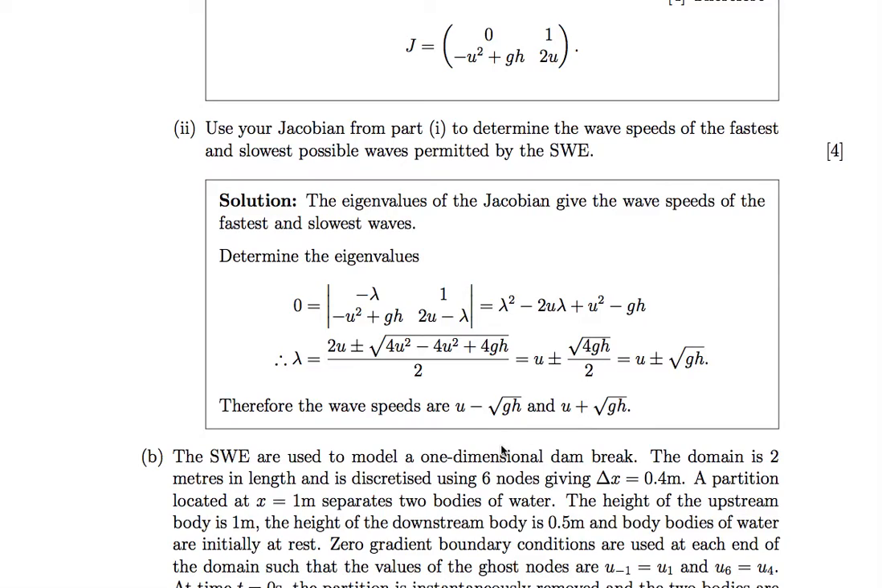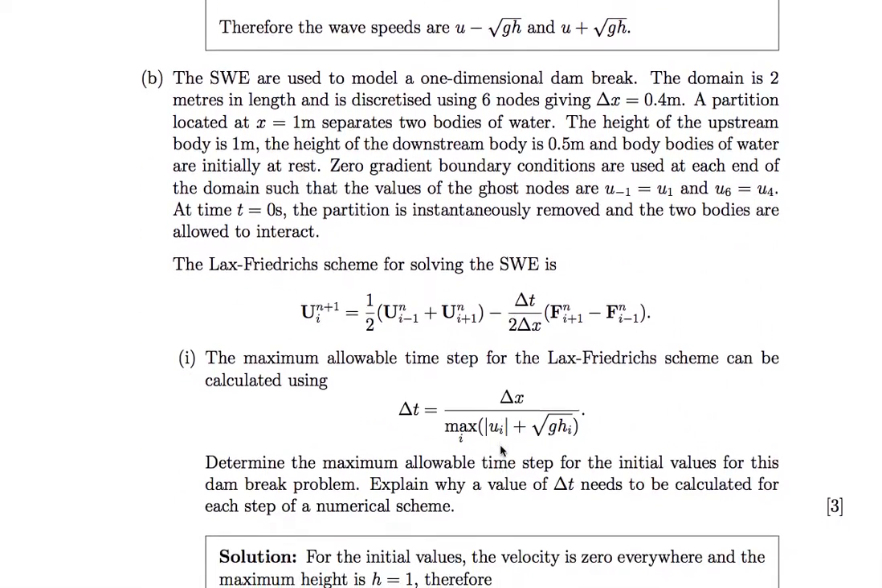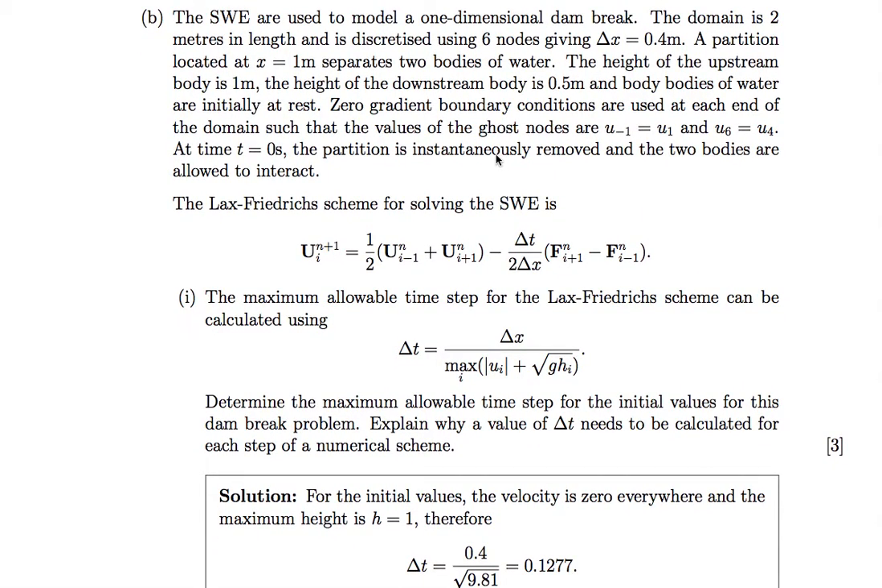Okay, part B, we're going to use the shallow water equations to model a dam break. The domain is 2 meters in length, and we're going to use 6 nodes to discretize it, so our spatial step is 0.4. The dam or the partition is located at 1 meter, and so 2 bodies of water are separated. The height of the upstream body is 1 meter, and the height of the downstream body is half a meter. The bodies are initially at rest, that means the velocity is 0 everywhere. Zero gradient boundary conditions are used, and at time t equals 0 seconds, the partition is removed.